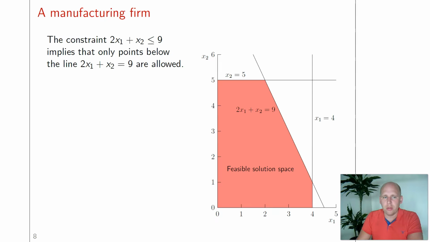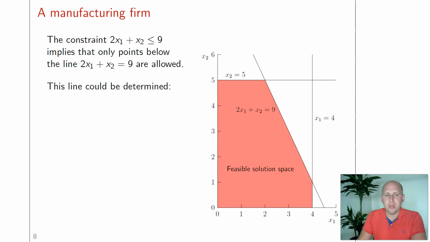And then the third functional constraint is 2x1 plus x2 should be smaller than or equal to 9. You see in the figure the constraint boundary, and only points to the left and below that line are allowed. We can draw that constraint boundary. Basically, if you have 2 points on the constraint boundary, then you can just connect those 2 points and you have the constraint boundary, because it's linear.